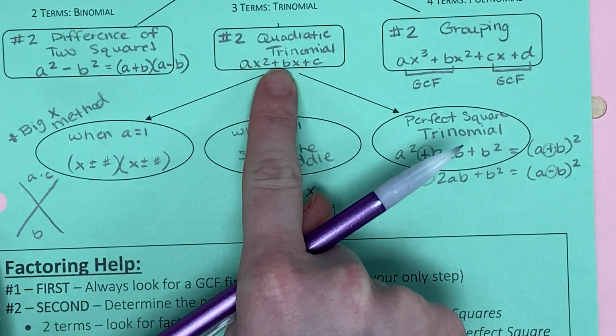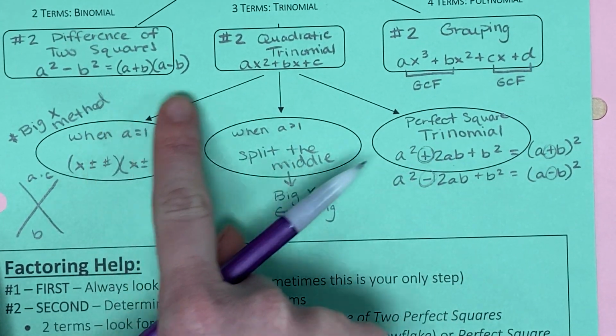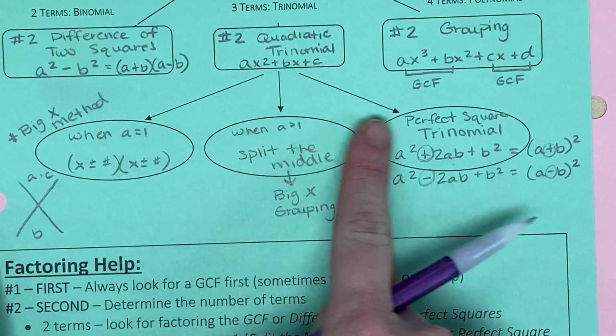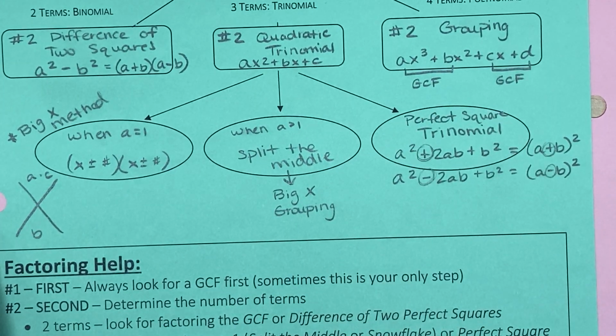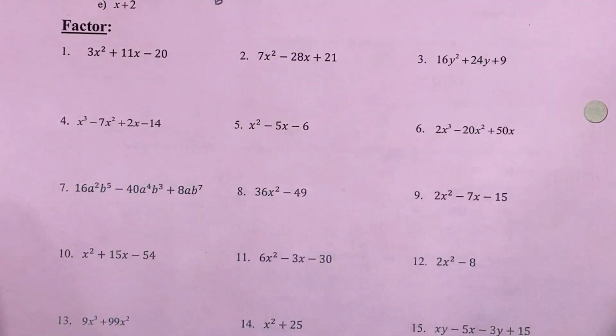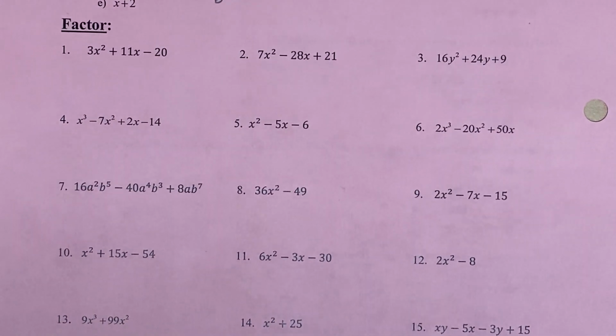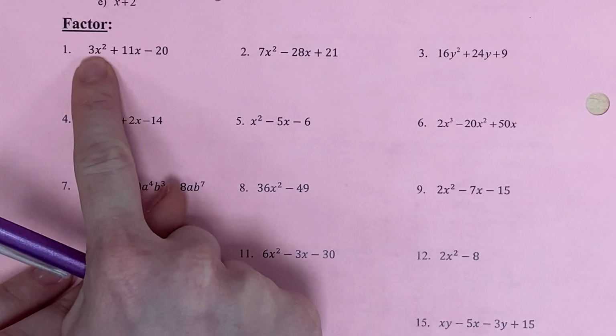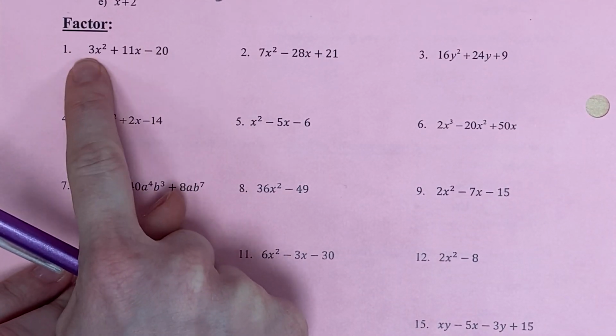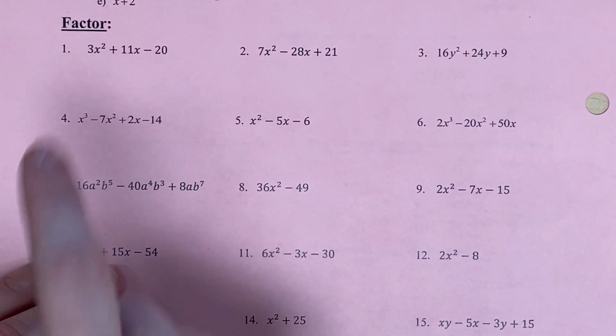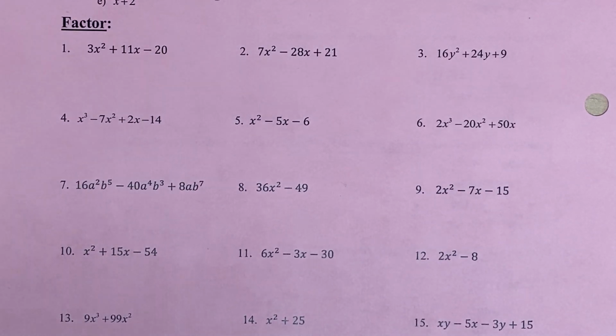If it has 3 terms, it's either going to be an a equals 1 trinomial, an a greater than 1 trinomial, or it could be that special case perfect square trinomial. If it's 3 terms, I would highly recommend checking to see if it's a perfect square trinomial first. I see a 3 and a 20. Both of those numbers are not perfect squares. Therefore, I know it's not a perfect square trinomial.